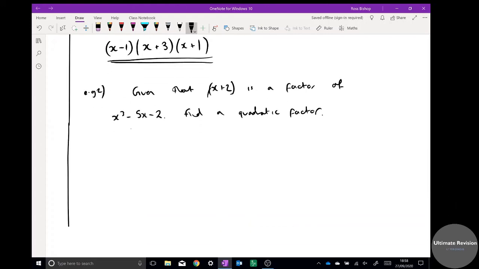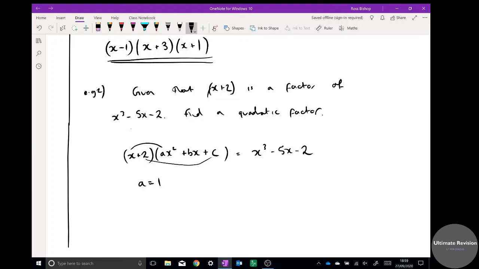Right, you might want to pause it and have a go yourself. But I'm going to do the same thing again. I know that x plus 2 multiplied by some quadratic factor is going to give me the cubic polynomial at the end. So it's going to be something ax squared plus something x plus c. So I'm trying to work out what a, b, and c are. That's effectively what I'm trying to do here. I can do the same thing again because I know that I've just got a singular x cubed. So I know immediately a is going to be 1.